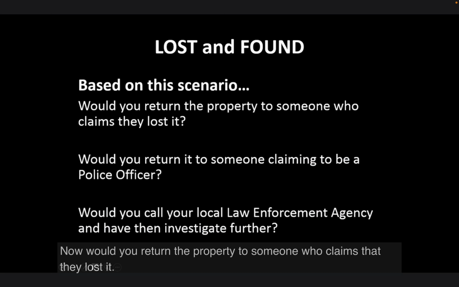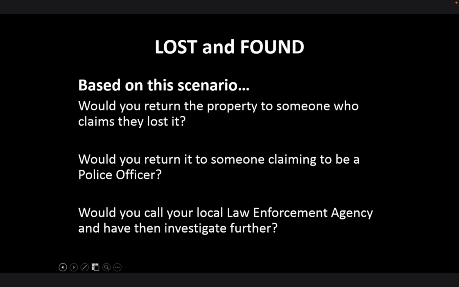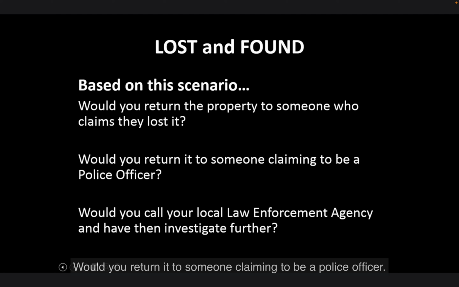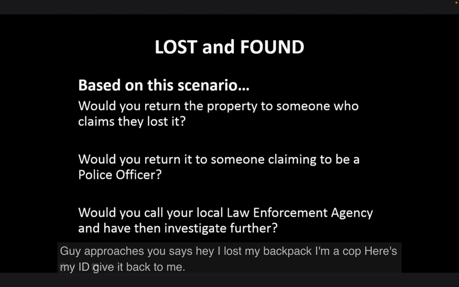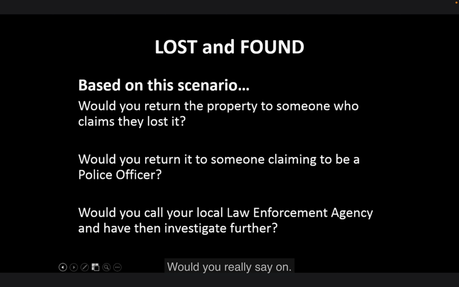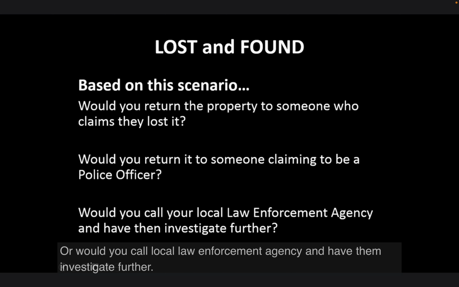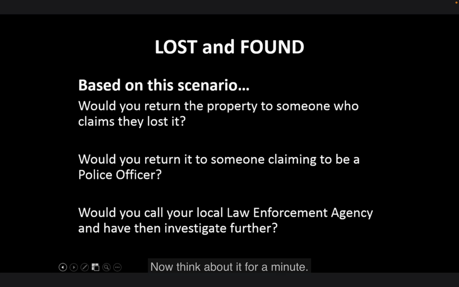Now, would you return the property to someone who claims that they lost it with or without ID? Would you return it to someone claiming to be a police officer? The guy approaches you, he says, "Hey, I lost my backpack, I'm a cop, here's my ID, give it back to me." Would you release it to him? Or would you call a local law enforcement agency and have them investigate further? Now think about it for a minute. What would be the best answer in this scenario?